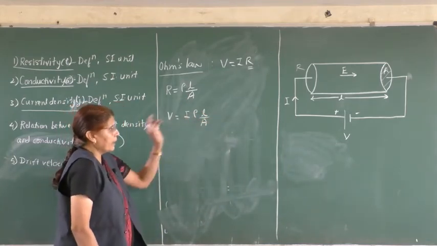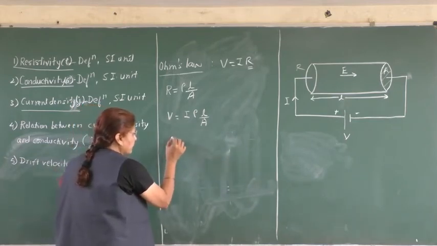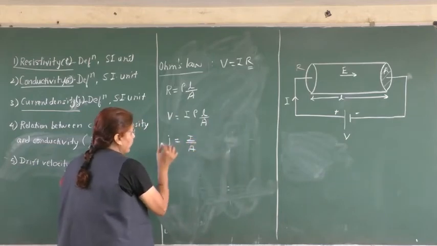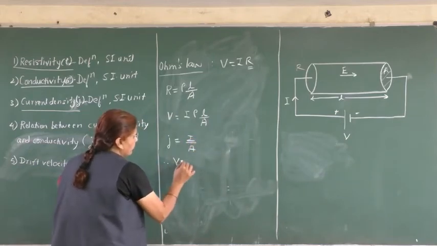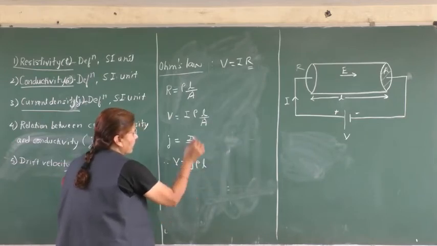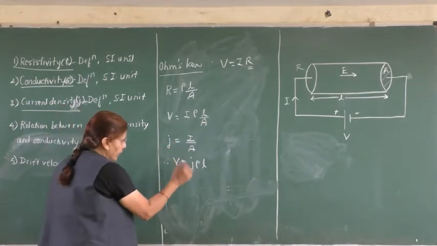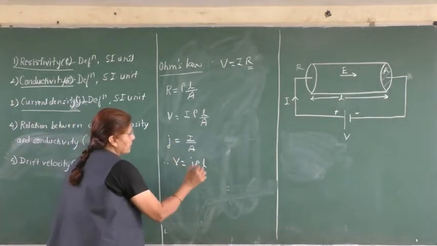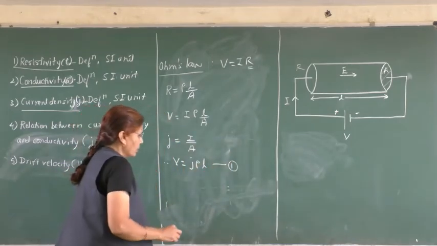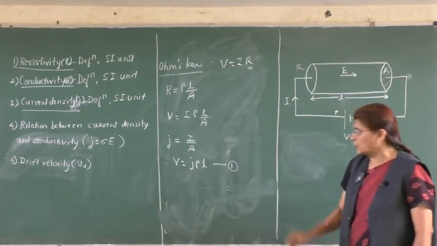Now I upon A. What is I upon A? Just now I had defined current density. So current density J is equal to I upon A. Therefore, V is equal to J rho into L. I upon A is J, current density. Therefore, V is equal to J rho L. Let us call this equation 1. So now, this V is equal to J rho L.